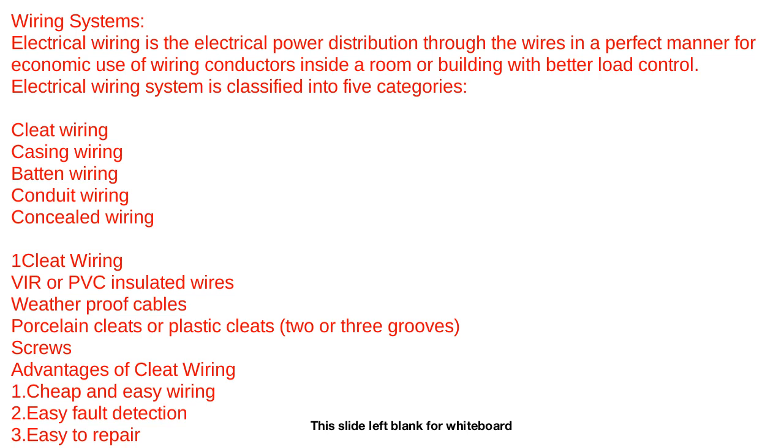Advantages of casing wiring. One is that it is cheap and easy to install, just like in the case for cleat. This one too is easy and cheap to install, because you just need the casing and the capping, and then you have your conductors inside. So that is advantage number one, cheap and easy.